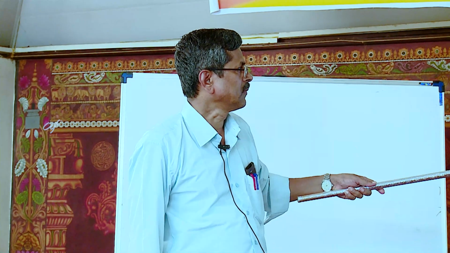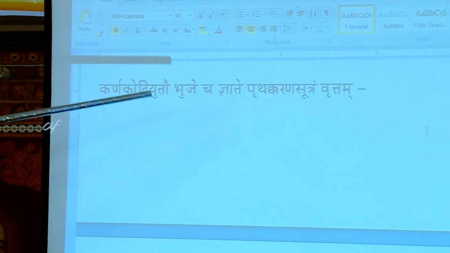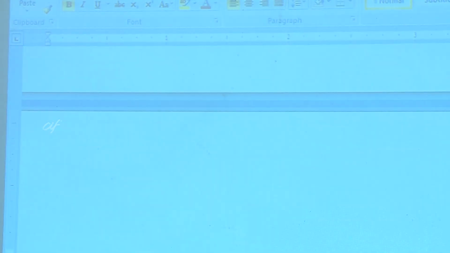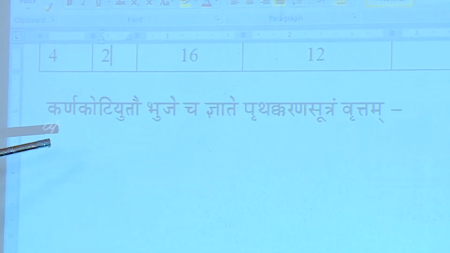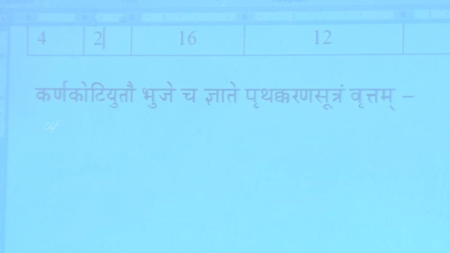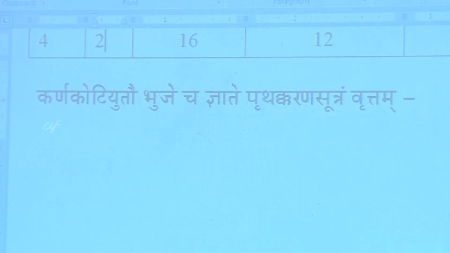Plane geometry narrated in Kshetra vyavahara of Lilavati. इसके ऊपर कर्ण कोटि युतौ भुजे च ज्ञाते पृथक कर्ण सूत्रम वृत्तम. That means, और एक बार, कर्ण कोटि युतौ. कर्ण, that is diagonal or hypotenuse.